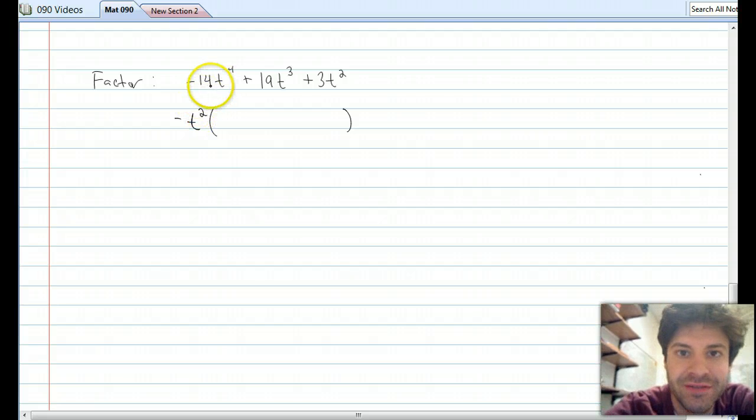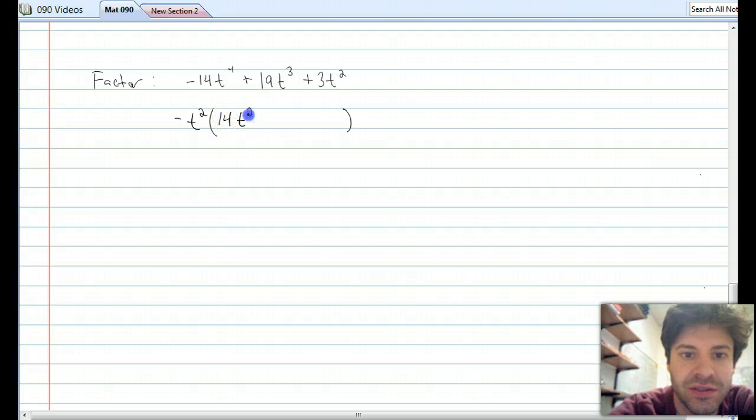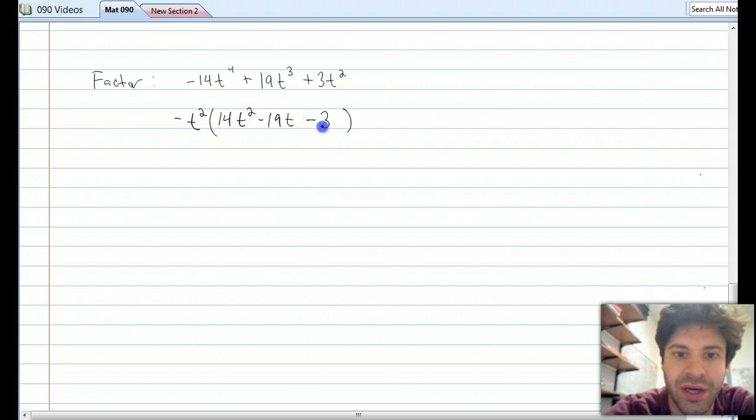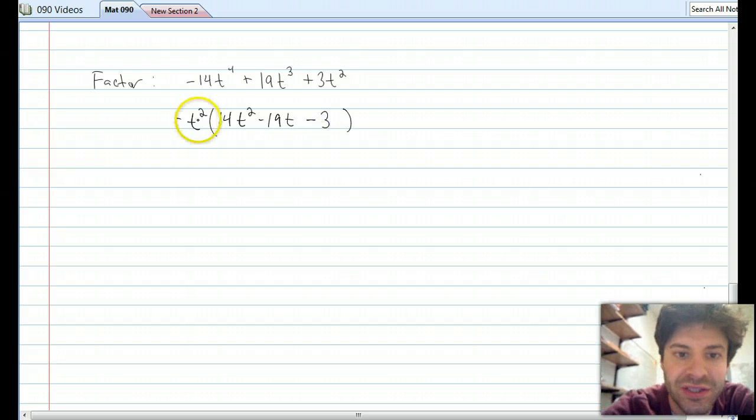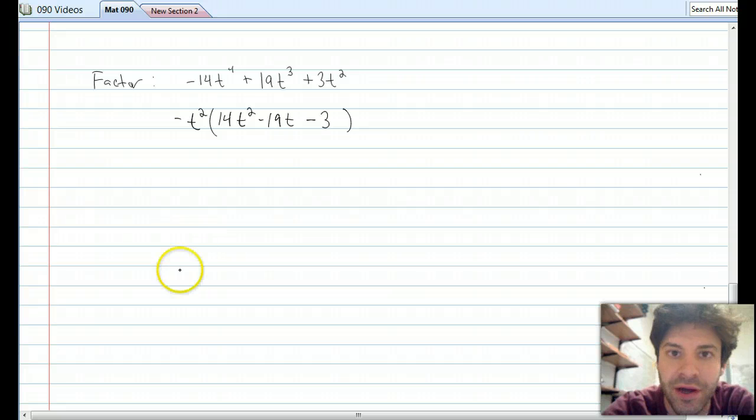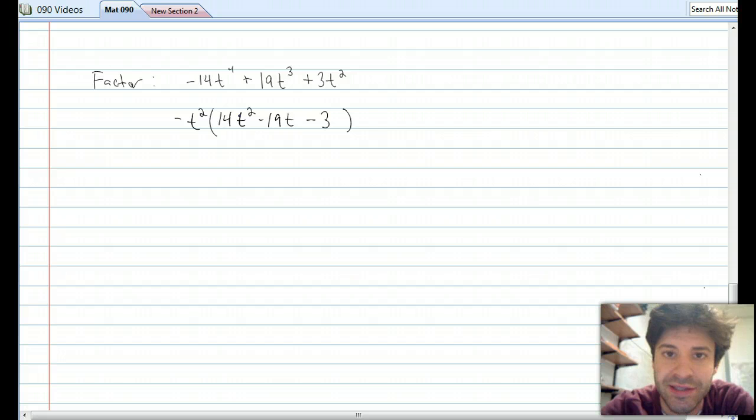So we're going to factor negative t squared out of everything. If we factor negative t squared out of the first term, we're left with positive 14t squared. The second term is going to be a negative 19t, and the last term is just going to be a minus 3. So now in every step we do from here on out, we can just leave this negative t squared outside the parentheses. But what we need to do now is continue and factor the trinomial that's left. I'm going to go ahead and use the grouping technique that we used in the last example.